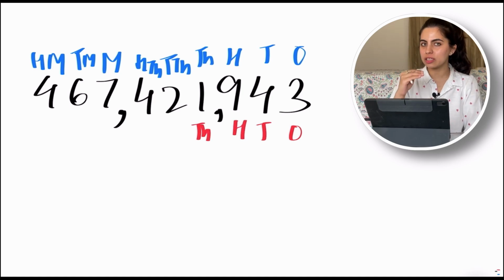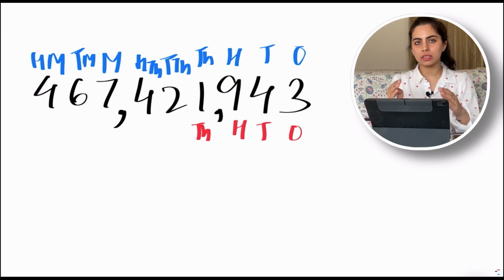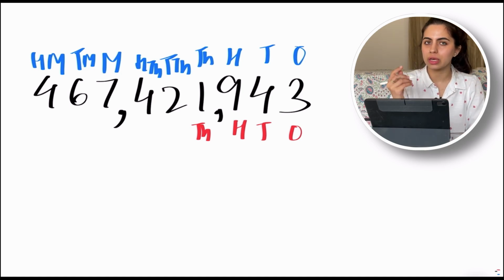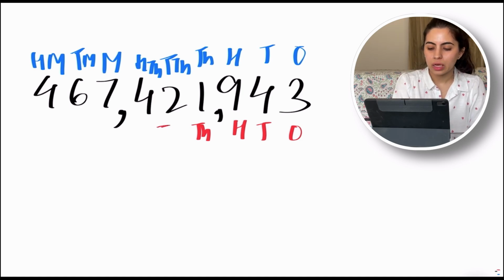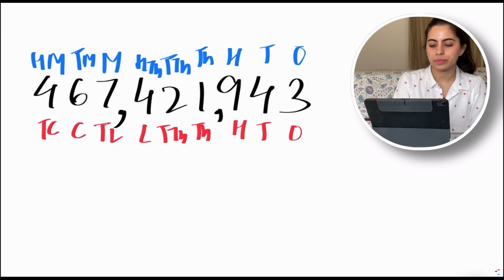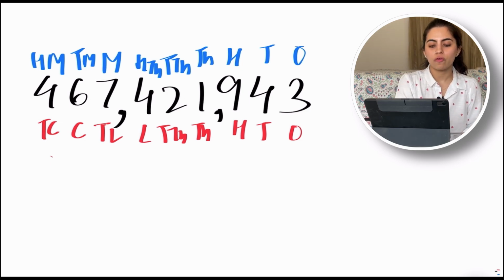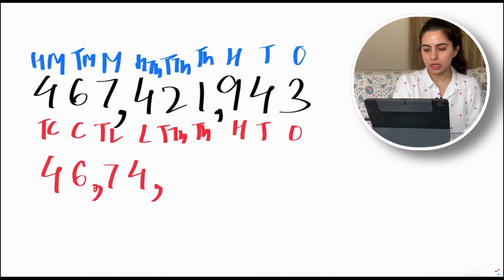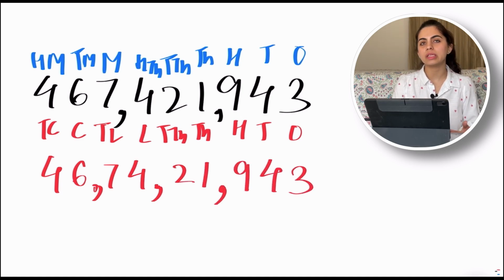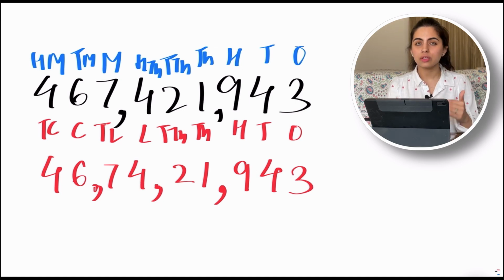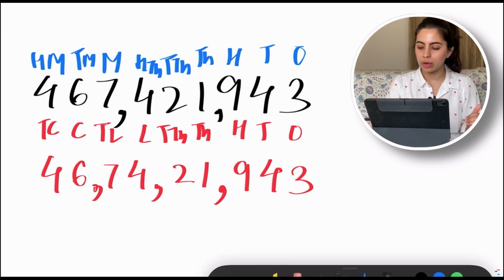You can see it is easy to compare even without the numbers. You can compare the two number systems easily. 10,000, then we have lakh, 10 lakh, crore, 10 crore. So this number would actually be, in the Indian number system, 46 crore 74 lakh 21,943. This would be the number in the Indian system. So it's very easy to compare. You just need to write down the places for both, one below the other.